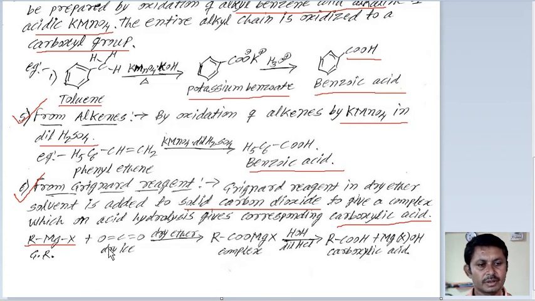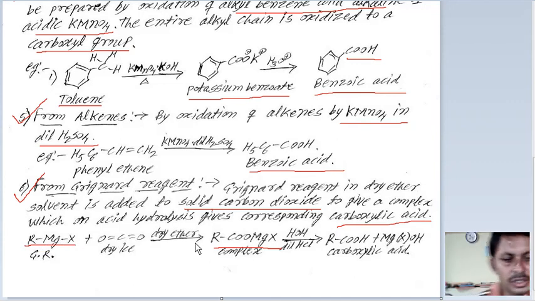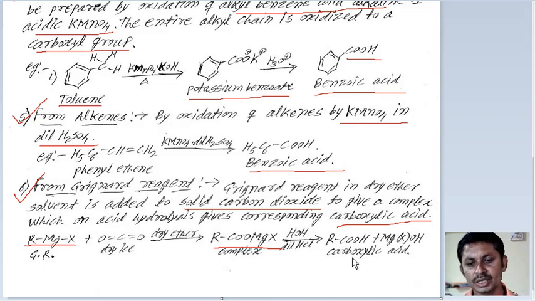RMgX plus dry ice, that is CO2 carbon dioxide, in presence of dry ether we get RCOOMgX, that is direct addition of that group to the Grignard reagent. How is it formed? There is the addition of the reactants to each other, we get a complex compound that on acid hydrolysis in presence of HCl gives RCOOH and MgXOH.